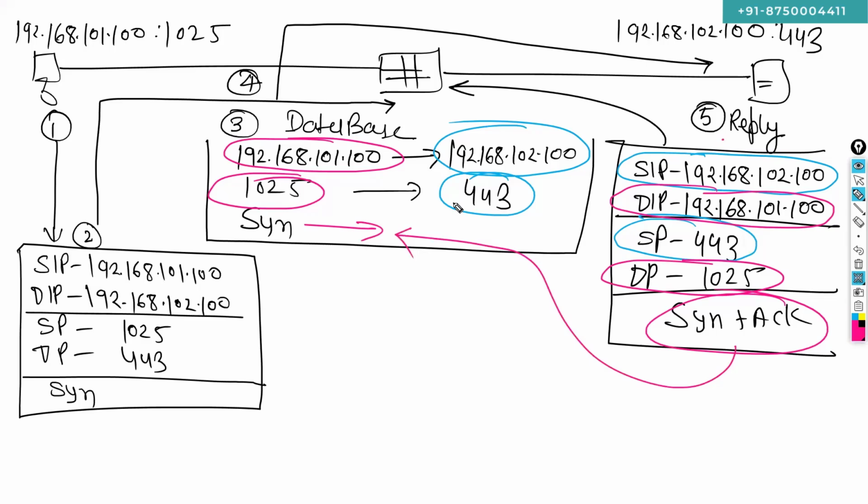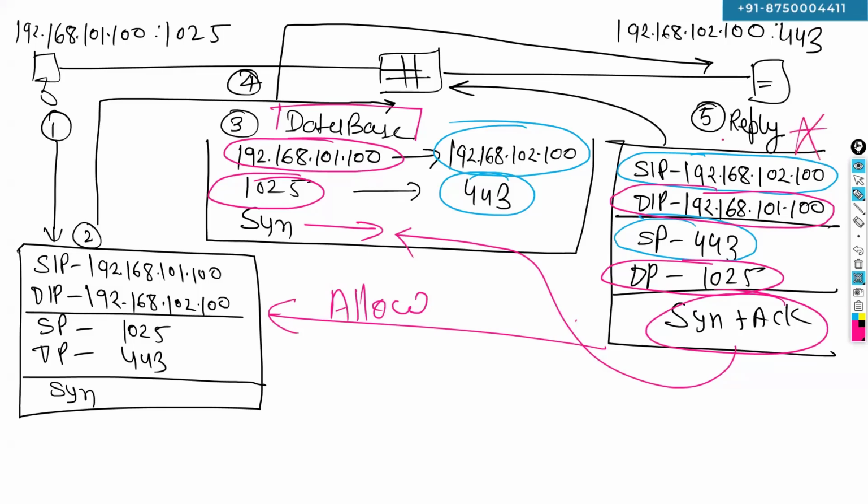Now, the reply is matching our database. Layer 3 information, layer 4 information, and flags are matching with our database. When this information matches, this packet will be allowed. If any information in the reply packet does not match the database, then this packet will be dropped here. But this time it is matching, so it will be allowed. So this is the job of your stateful firewall.